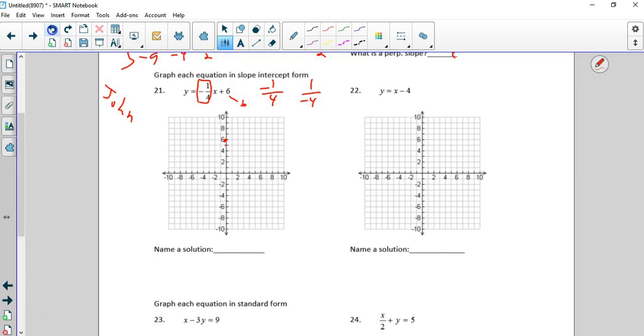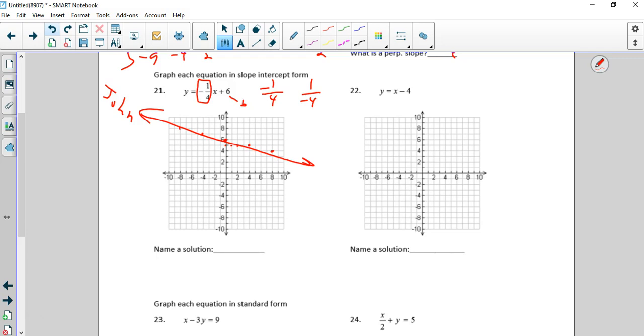And I'm going to do both. Down 1, right 4. Down 1, right 4. Up 1, left 4. Up 1, left 4. And that's my line. Use a straight edge so you don't get sloppy like that.